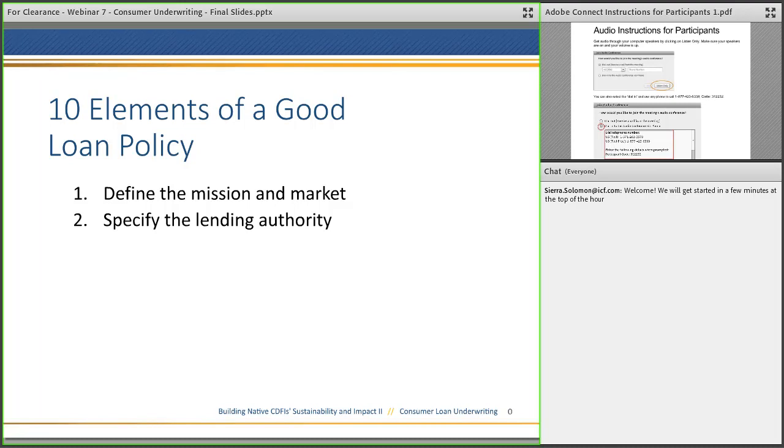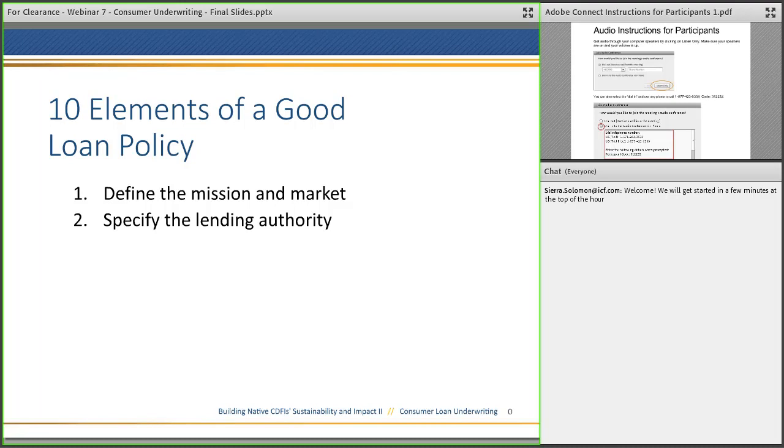Do you want just one individual to have loan authority? Do you have a loan committee? And is your loan committee going to approve every loan that you do? Or is it going to be by loan type? Are you going to specify different authority by type and by thresholds? For example, maybe all loans under $5,000 can be approved internally, but any loan over $5,000 has to go before the loan committee.